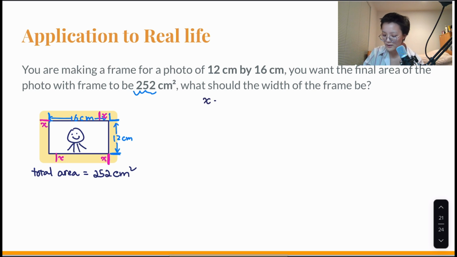The width, which is labeled x here. What should be the x here? Pause the video and try it on your own.